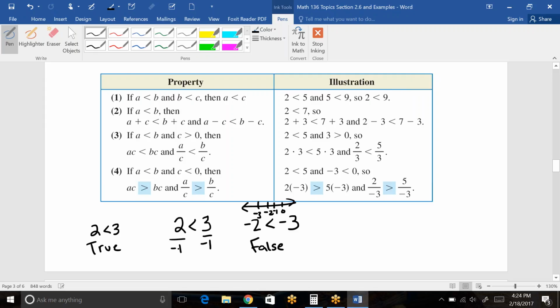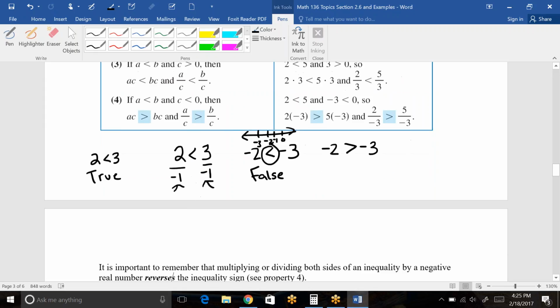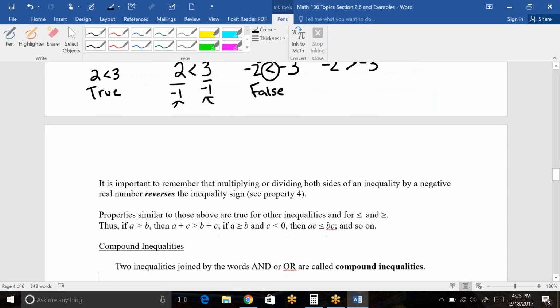So if you divide or multiply by a negative, right here is when I did that, you have to also flip the sign. So we go from being a less than to a greater than. So that's where that property comes from. It makes sure that the statement is still true. All right. And I wrote that here. It is important to remember that multiplying or dividing both sides of an inequality by a negative real number reverses the inequality sign. That was property 4.